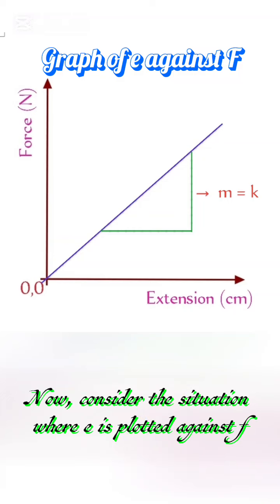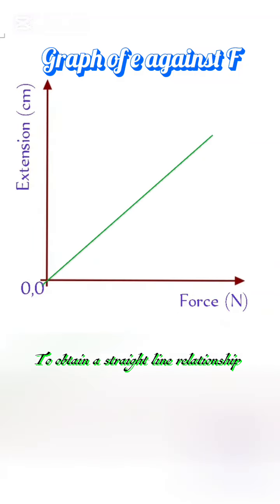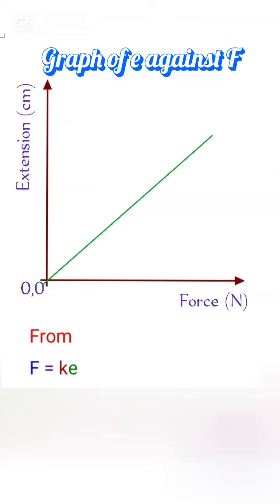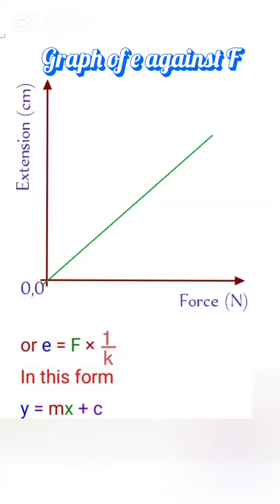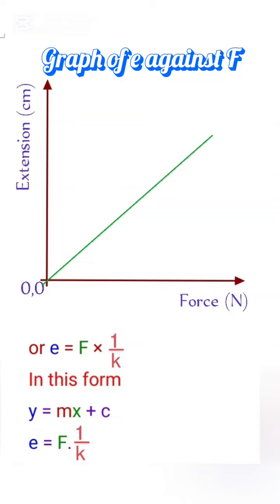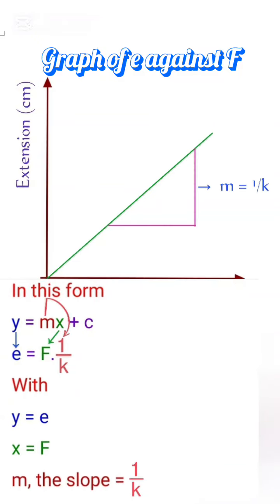Now, consider the situation where e is plotted against F. To obtain a straight line relationship, we rearrange the equation. From F = ke, we get e = F/k, or e = F multiplied by 1/k. In this form, y = mx + c, e = F(1/k). With y = e, x = F, m, the slope, is equal to 1/k, and c is still 0.